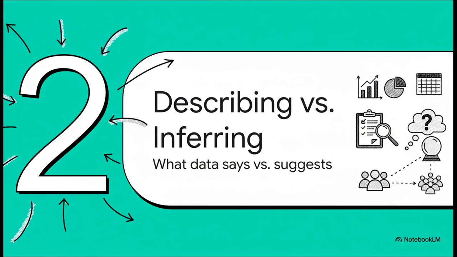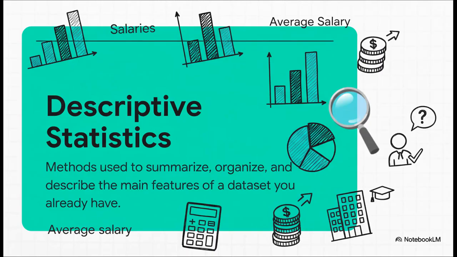And this whole idea of art and science is the perfect setup for the two main branches of statistics: describing versus inferring. This really boils down to the difference between what your data is telling you directly versus what it suggests about the bigger picture. So first up, you've got descriptive statistics. The best way to think about this is the what happened report. It's all about summarizing the data you already have right in front of you. So things like calculating the average salary in the marketing department or finding the exact percentage of employees who finished a training program. You're simply describing the facts of the data you have.